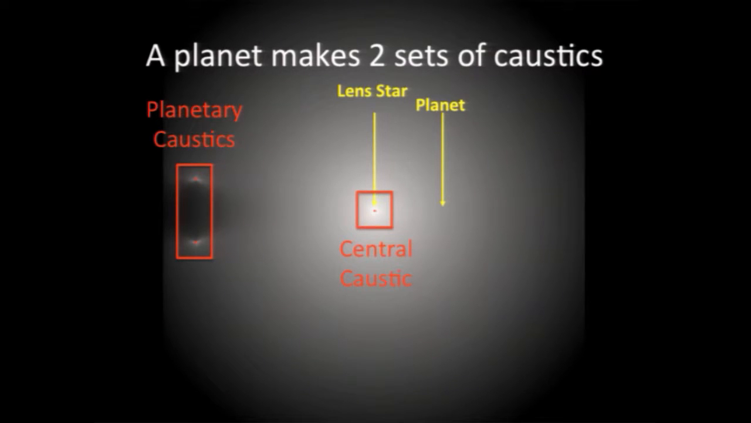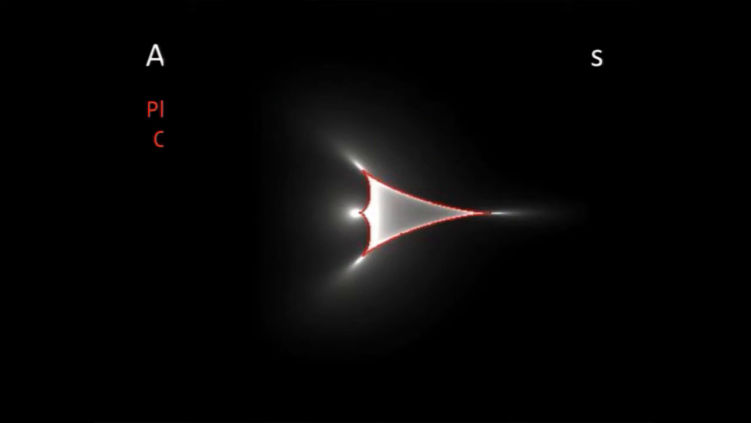But you also get a central caustic. The planet always produces a central caustic at the position of the lens star itself. I'm going to blow up the central caustic so that we can see it a little better, and use this to illustrate general properties of the caustic.